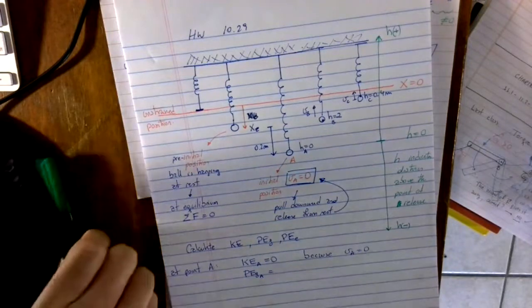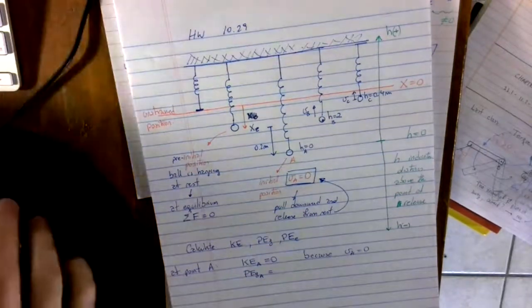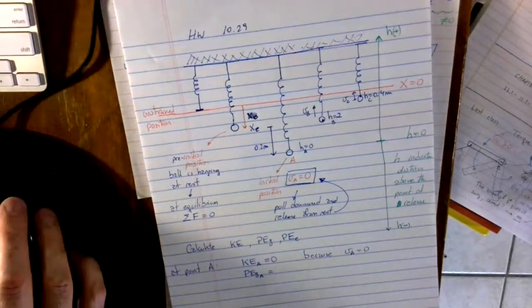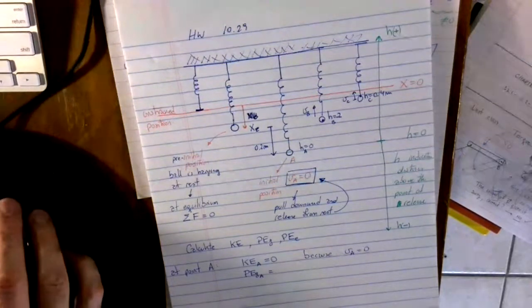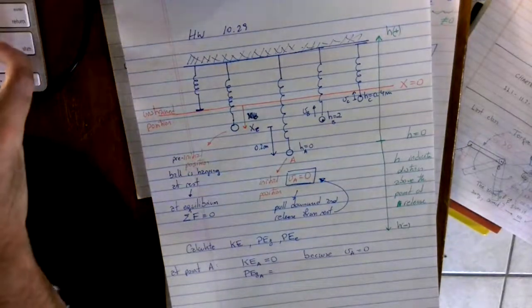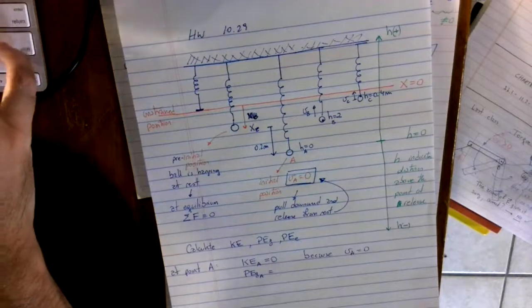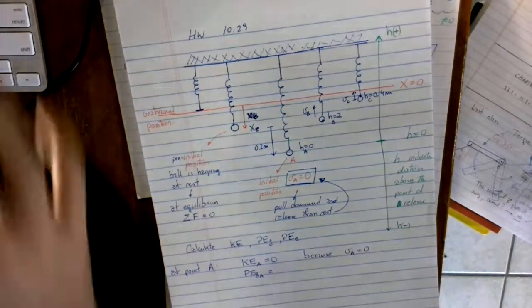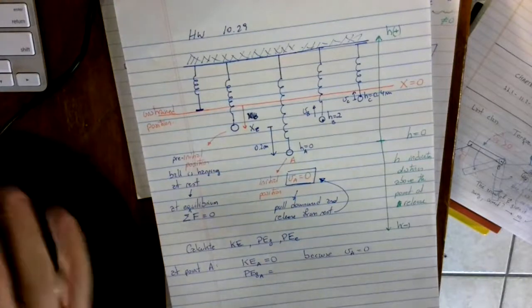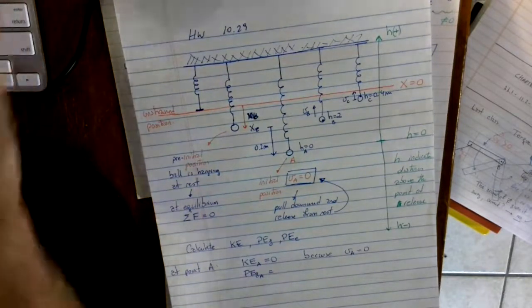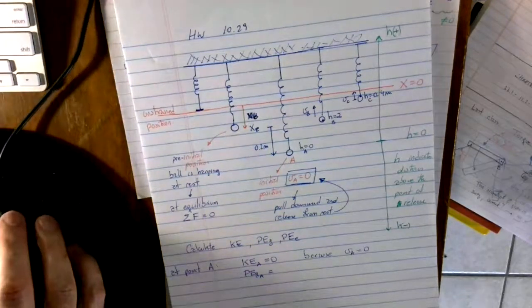Let me do a survey to see how many people are out there. Multiple choice: calculate PEG sub A. Is it 0, smaller than 0, or larger than 0?